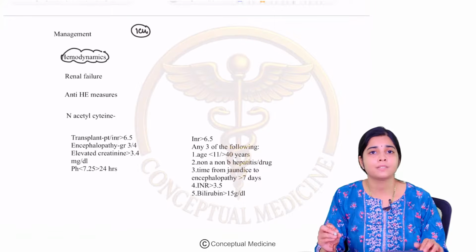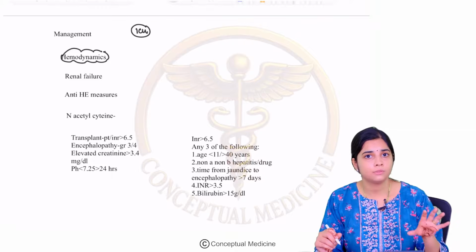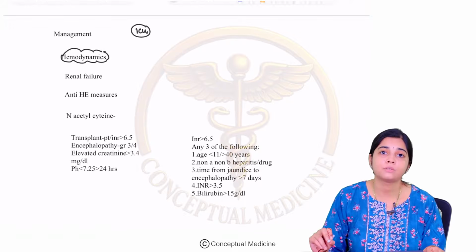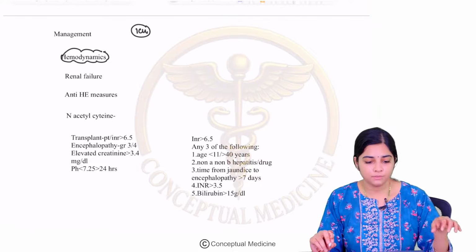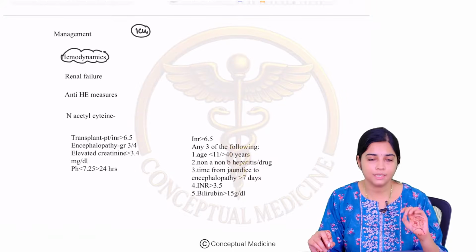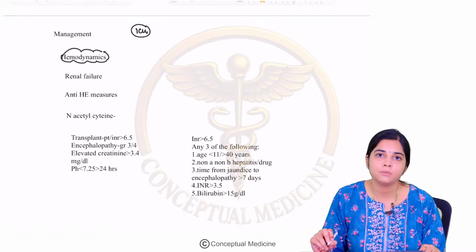So, many a times there are various ways in which it can present. First thing is you have to stabilize the patient. Second, most importantly, you have to find out the cause, right? So, you admit the patient to the ICU, right? You counsel the attenders about the prognosis. So, you have to take care of the hemodynamics.